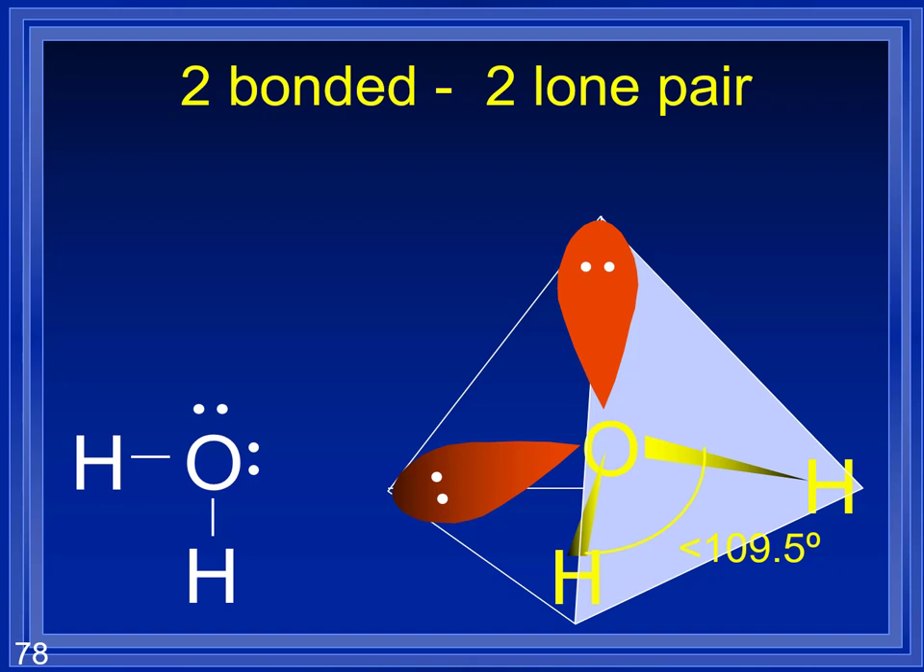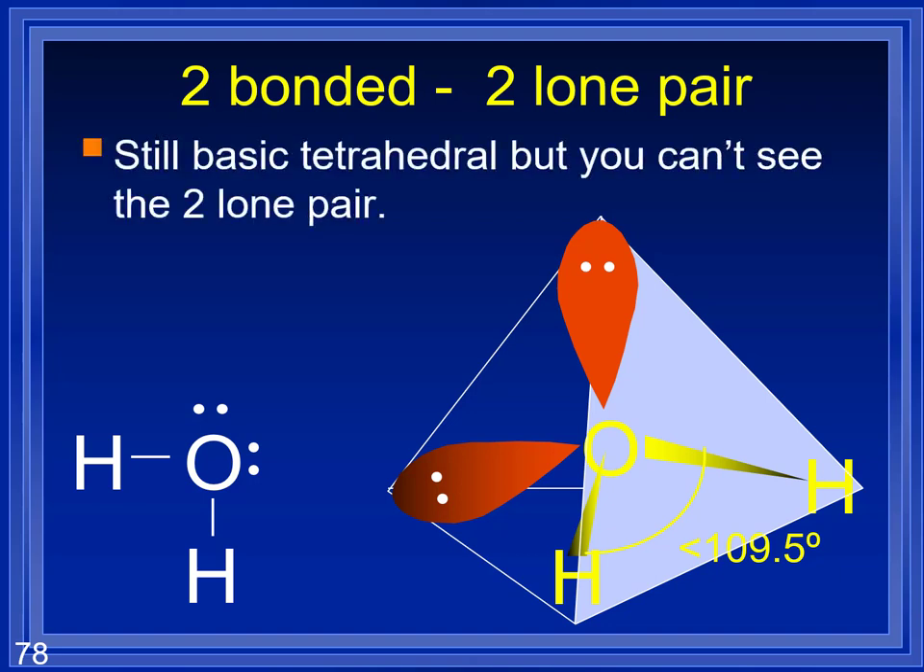Still have that tetrahedral, you're just not going to see 2 of them. Okay? So it's still going to be tetrahedral, but you're going to have 2 lone pairs in place of atoms. A tetrahedral with 2 of the legs taken off. The angle stayed the same, 109.5. Right? But the name has to change because this is not a trigonal pyramid.